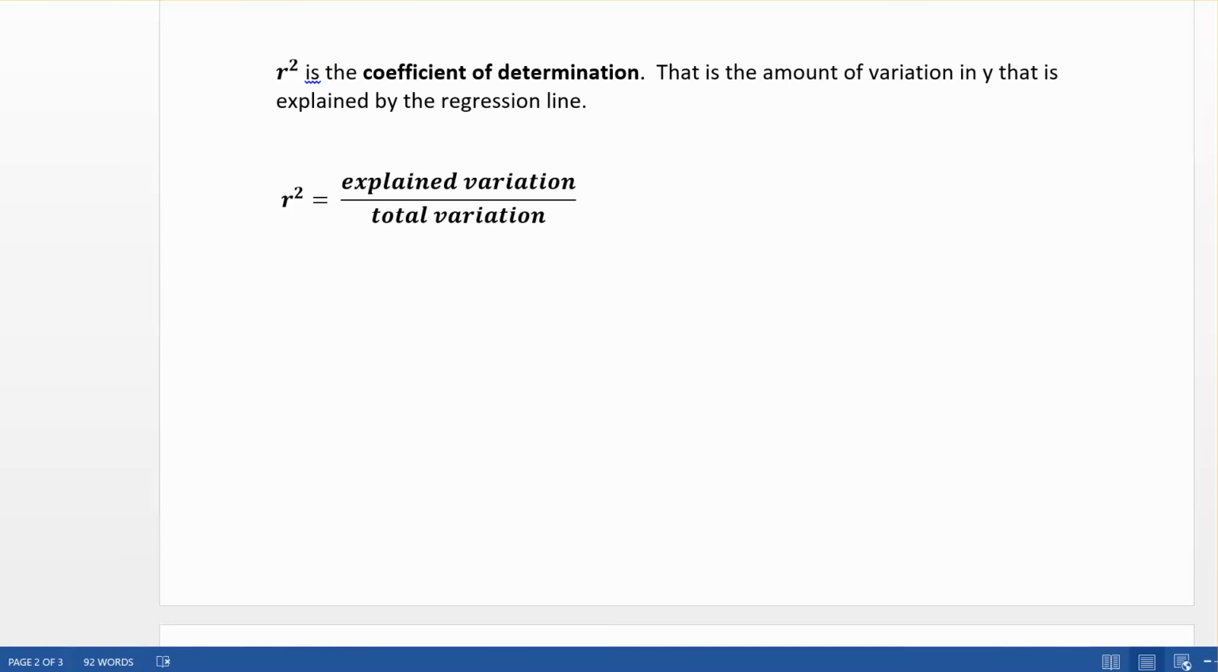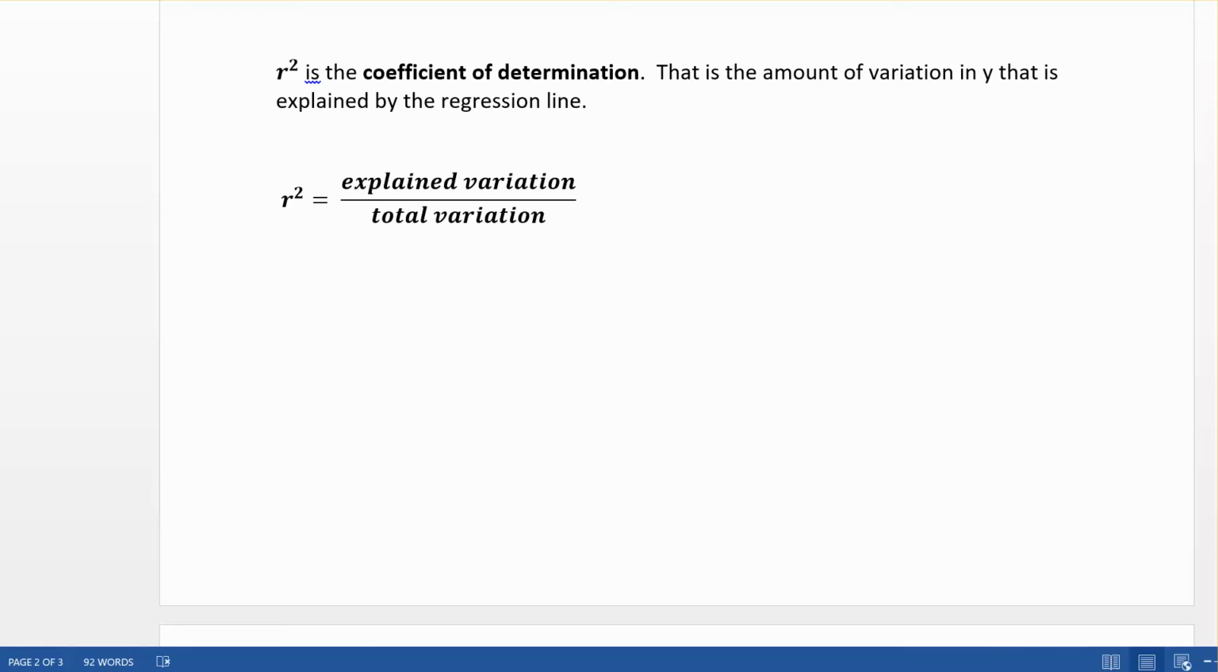In section 10.2, we looked a little bit at r squared. We'll look at it more today. R squared is what we call the coefficient of determination. And what it means is it's the amount of variation in y that is explained by the regression line.